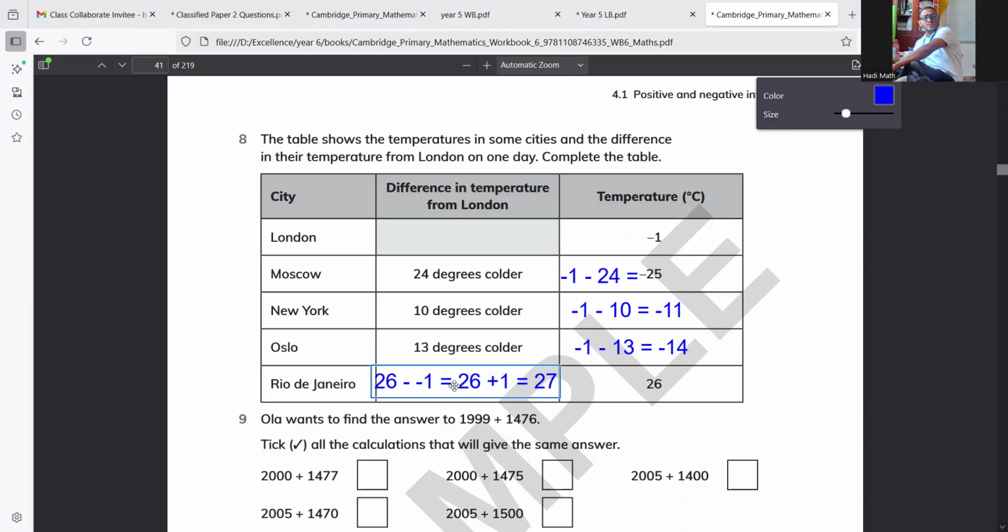Or we could say it is 27 degrees, but now we don't say colder. We say warmer. It is 27 degrees, not colder. It is warmer.